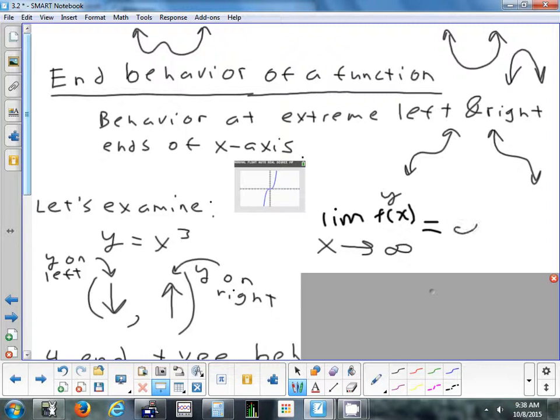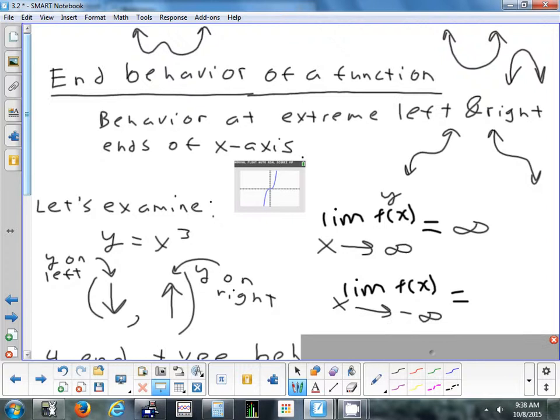Yeah, it goes up. In fact, it just keeps going up forever. What's happening to y as x gets bigger and bigger? So does y. It goes up. How about this one? What's happening to y as x gets smaller and smaller? Goes down forever. Saying these two things is exactly the same.